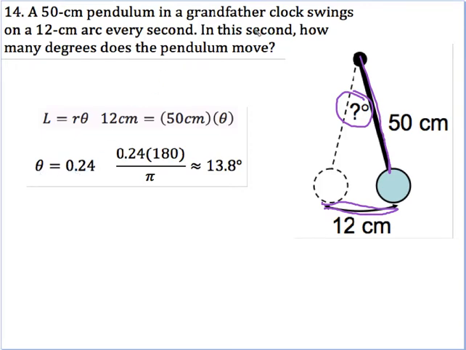But they want to know how many degrees the pendulum moves. So now we need to convert theta, which is in radians, into degrees. We multiply by 180, divide by pi, plug it all into our calculator, and we get 13.8 degrees.